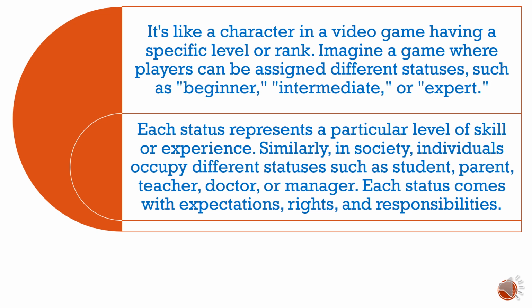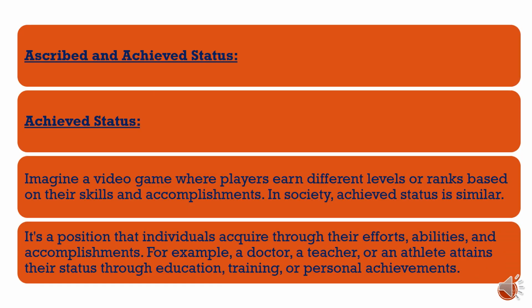Similarly, in society, individuals occupy different statuses such as student, parent, teacher, doctor, engineer, or manager. Each status comes with expectations, rights, and responsibilities. Now, friends, status is of two types: ascribed and achieved. Let's see what is achieved status first.